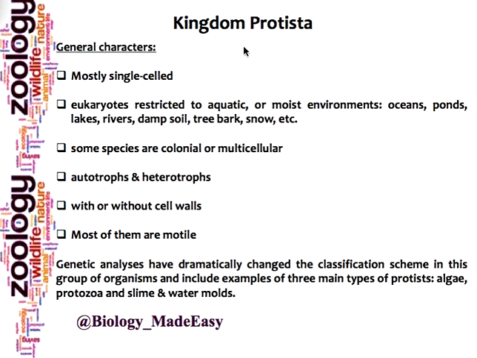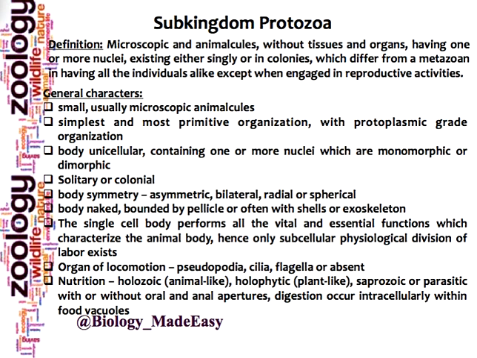Now let us talk about the general characters of kingdom Protista. They are single-celled eukaryotes, of course, which is a major difference between Monera and Protista. Protista means they are unicellular eukaryotes, and some species are colonial, that means they form colonies, or they may be multicellular. They may be autotrophs or heterotrophs. As you know, autotrophs make their own food, heterotrophs cannot. They either have cell walls or they may not have cell walls. And they are mostly motile. Under kingdom Protista, you have subkingdom Protozoa.